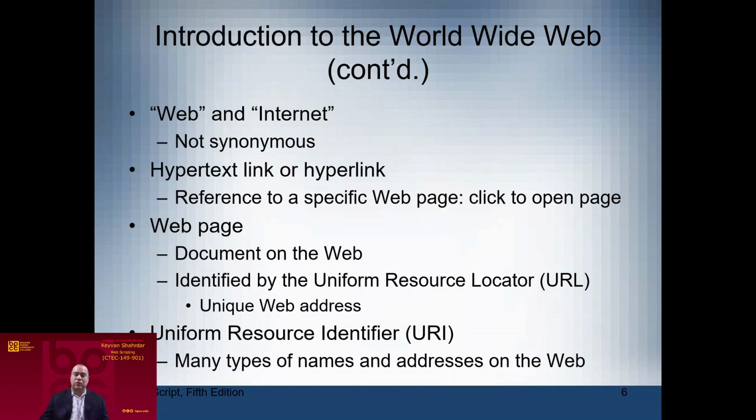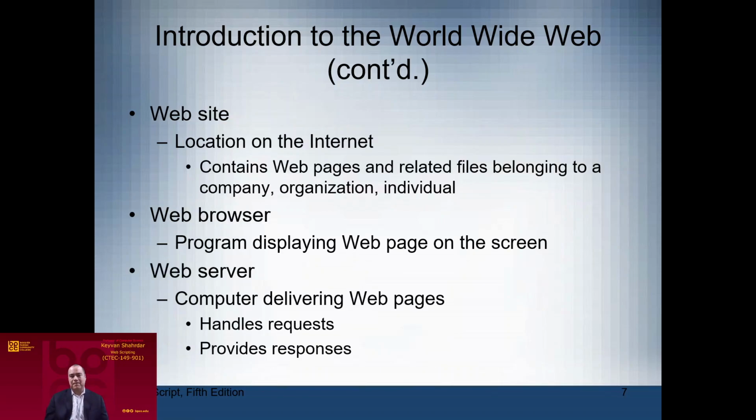We also have the Uniform Resource Identifier, or URI. There are many types of names and addresses on the web. So a website is a location on the internet. It contains web pages and related files belonging to a company, organization, or individual. A web browser is what you use. Most people nowadays use the Chrome browser, or the internet browser from Microsoft, which I think is called Edge now. And there are others such as Firefox. And one of the earliest ones, well, we'll talk about it later in this presentation, was one of the first ones that came out. So that story is quite interesting.